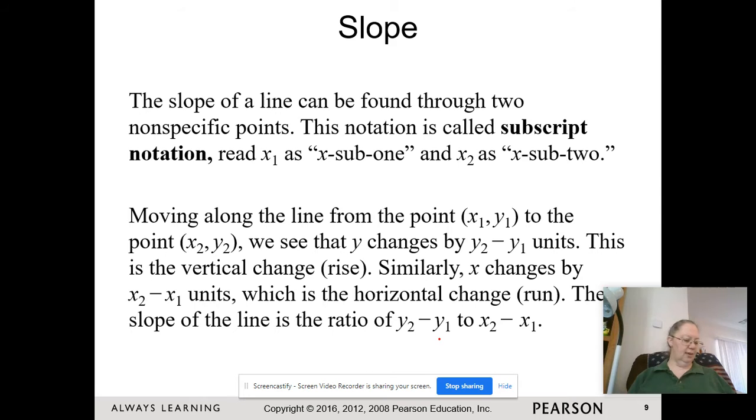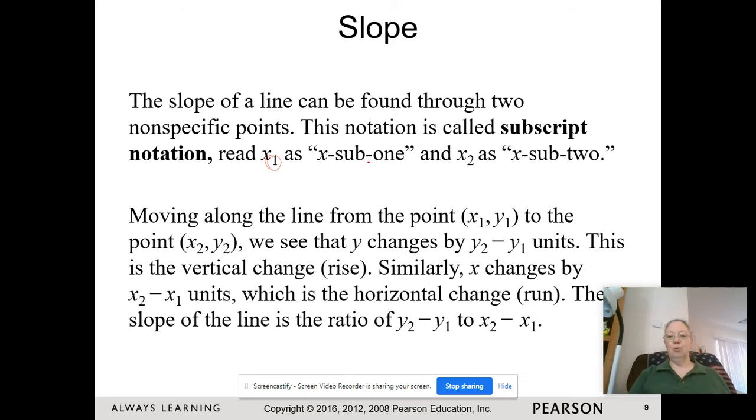Now, if we are not given a graph, and instead we are given two ordered pairs, we are going to use the formula. There's a formula I'm going to show you on the next slide. But the formula uses what's called subscript notation. And we read it like this. If I have x and this little number 1 down here, we would read it as x sub 1. If we have a little 2 down here, we would read it as x sub 2.